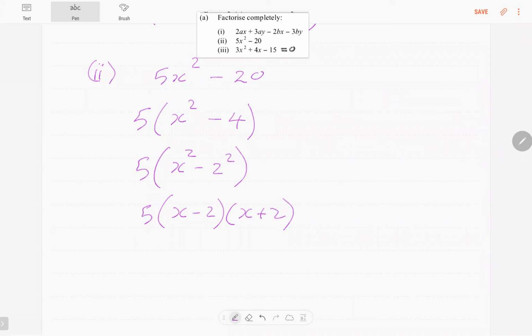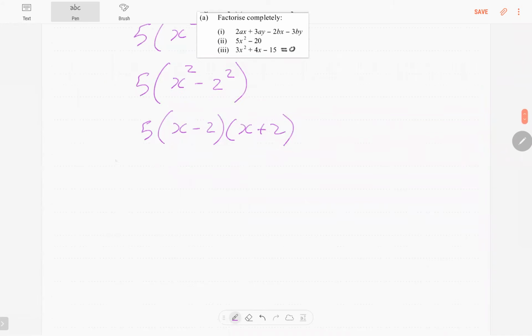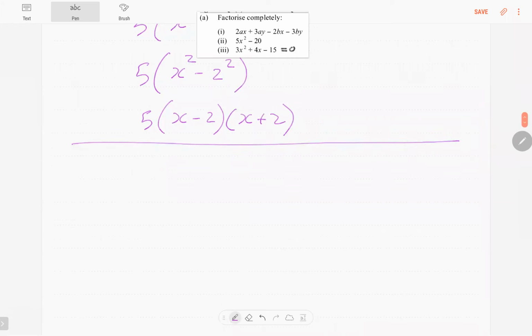All right. Now part 3. Another part 3, always for good measure. Let's do part 3 by factorizing, and also let's do it by the quadratic formula. All right, so part 3. We are now solving 3x squared plus 4x minus 15 equals 0. Let's practice.